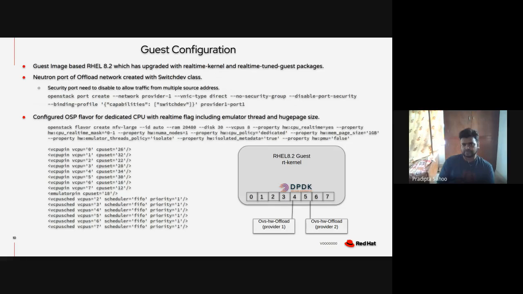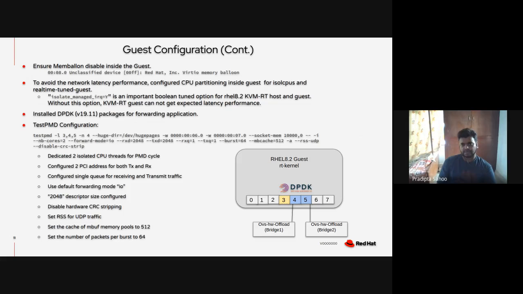So make sure that the flavor spec is enabled with the real-time dedicated CPU policy with the real-time flag, huge page configuration, emulator thread policy, and PMU disabled. After the provisioning, inside the guest, verify that the memballoon option is disabled in the lspci details, and you also need to configure the CPU isolation and the huge page configuration inside the guest. And after the configuration, you can install the DPDK application.